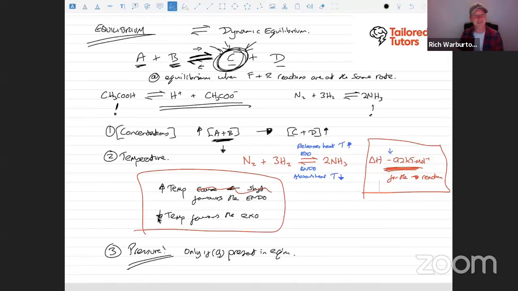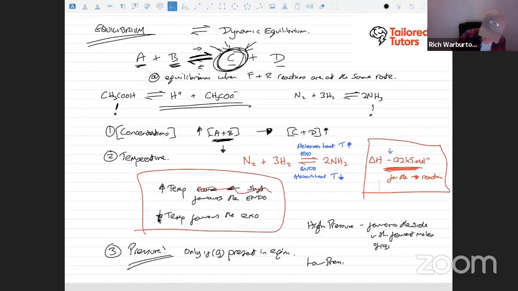But yeah, absolutely, okay? So at the end of the day, bottom line is high pressure favors the side with fewest moles of gas, and low pressure favors the side with the greatest moles of gas.